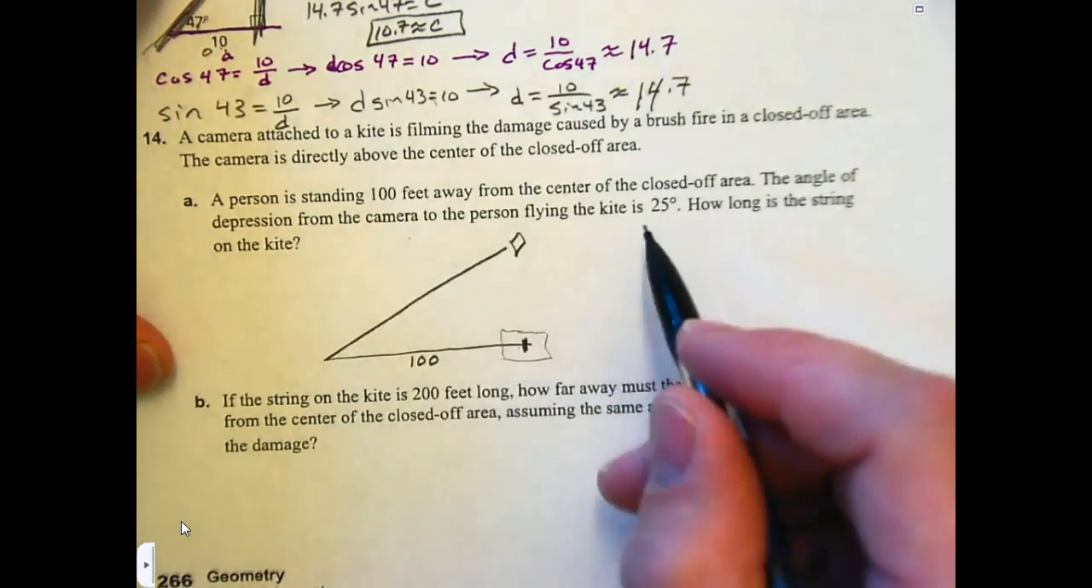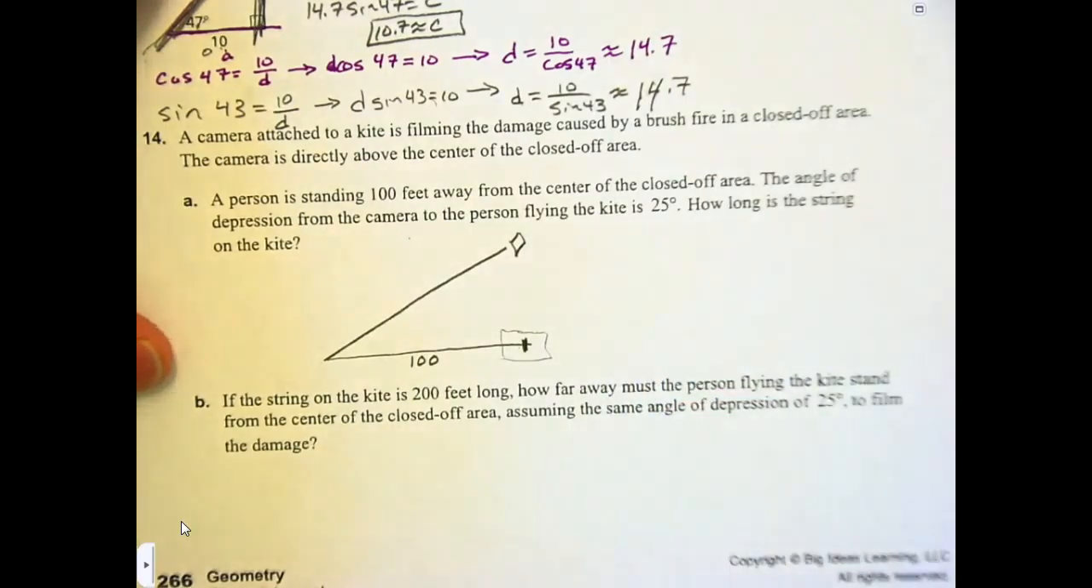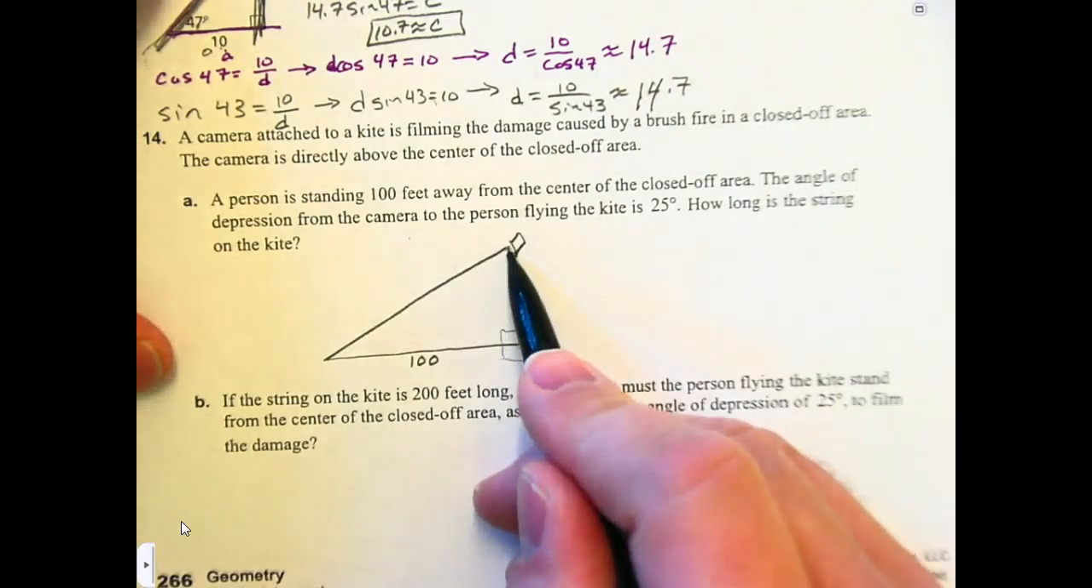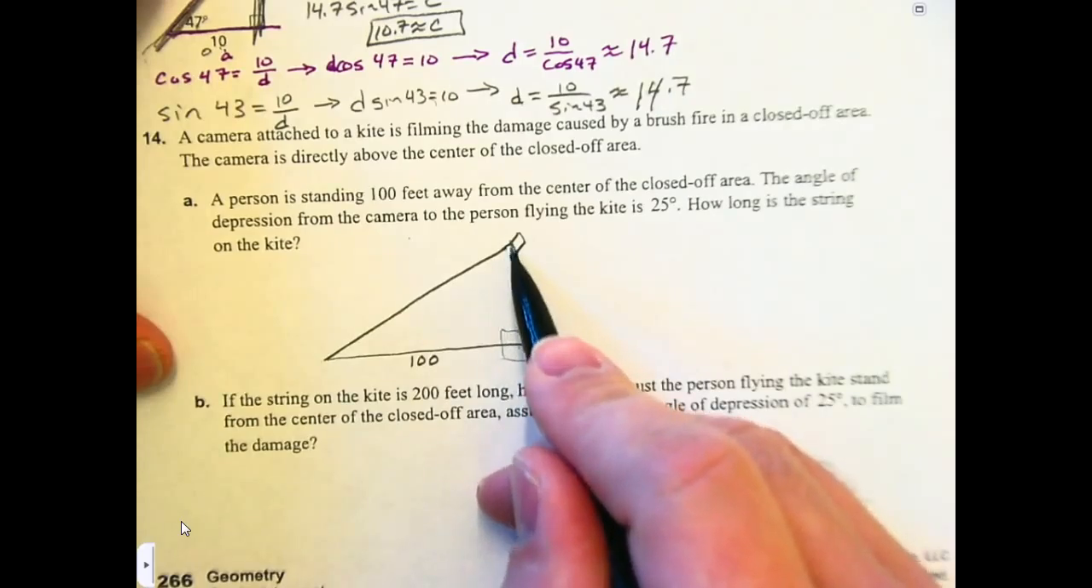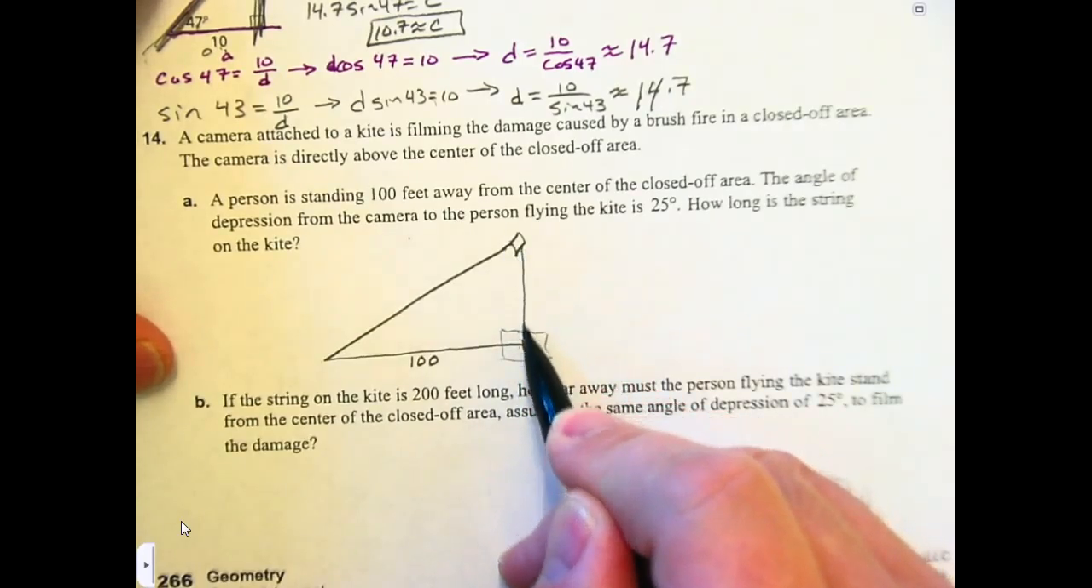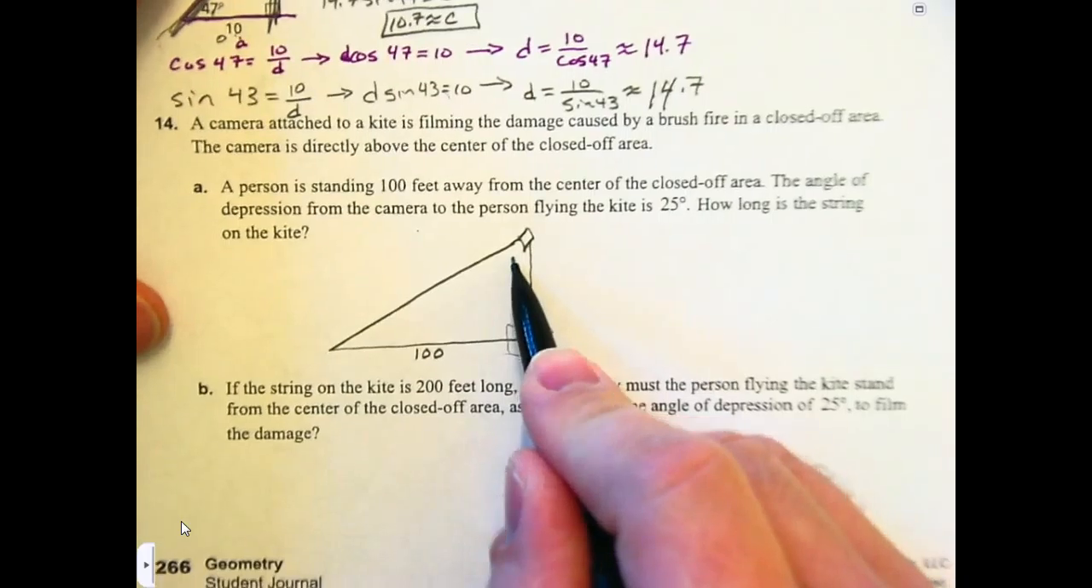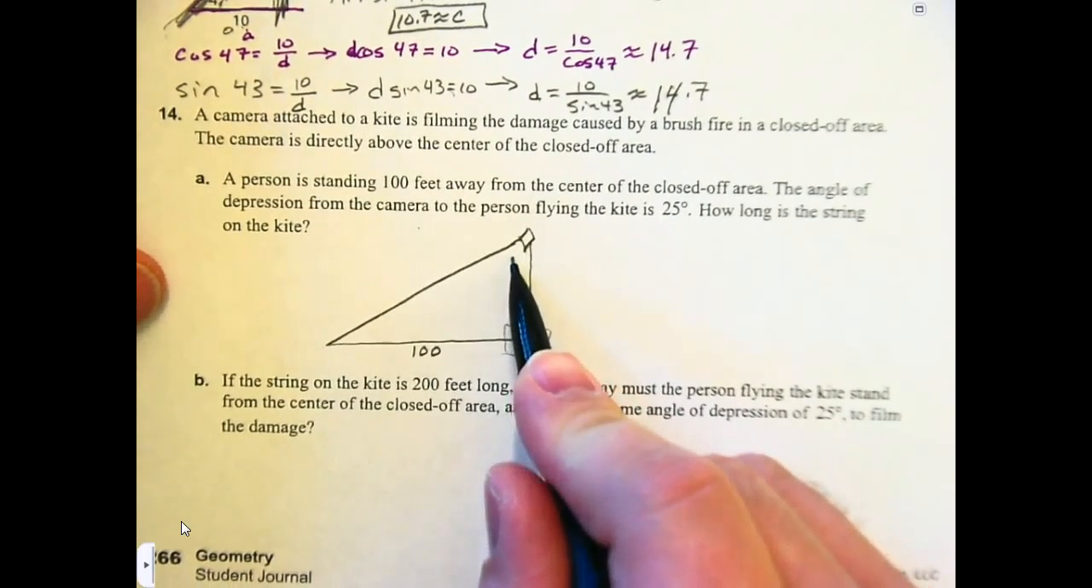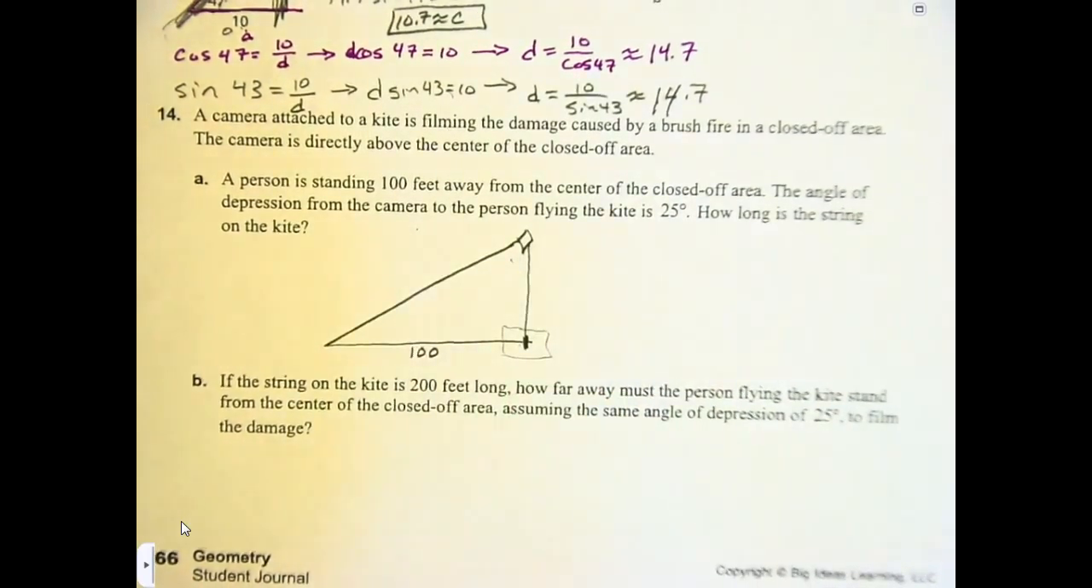The angle of depression from the camera to the person. So the camera is on the kite, right? If I were to draw in my right angle right here, is this an angle of depression? Tell your neighbor yes, no, why not? How many say yes? How many say no? The answer is no. Why is it no? That is not an angle of depression.